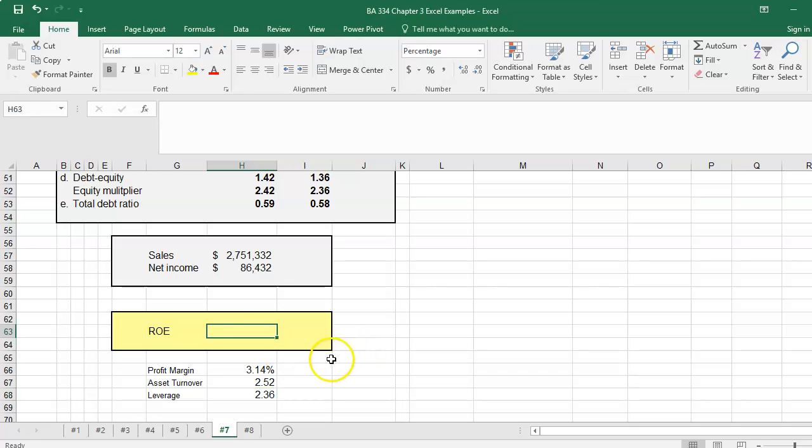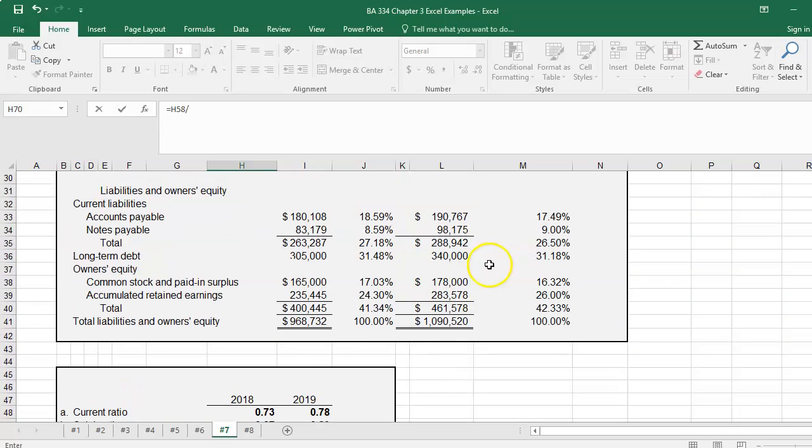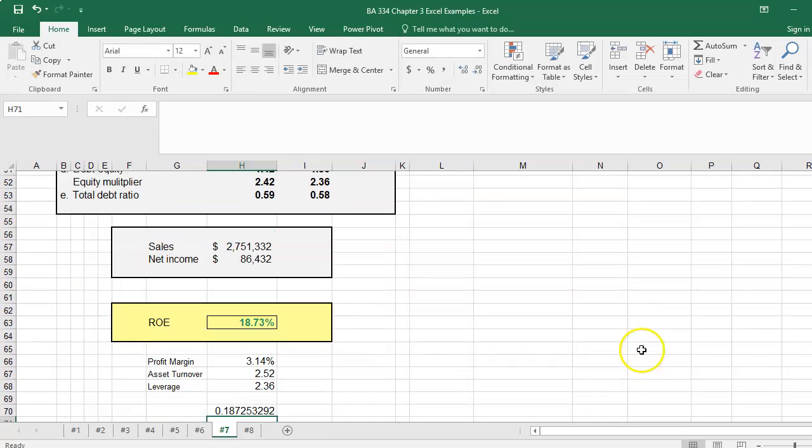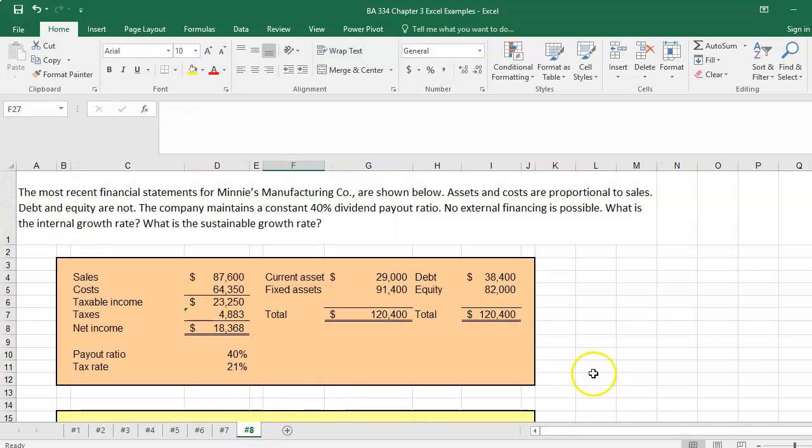Return on investment is profit margin times asset turnover times the leverage. It can also be calculated as net income divided by total equity, and you will get the same exact result. 18.73%. The last example we look at in chapter 3 is the growth model.